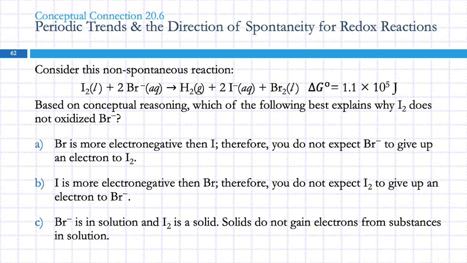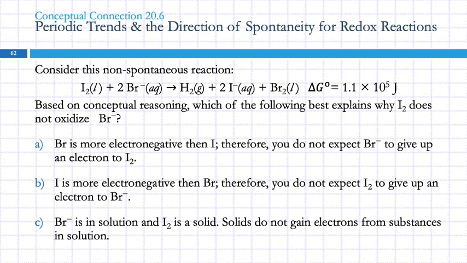So just thinking about conceptual reasoning, which of the following best explains why I2 does not oxidize Br minus? And that's a typo. I'm going to fix that. There shouldn't be a D there. That doesn't make any sense.